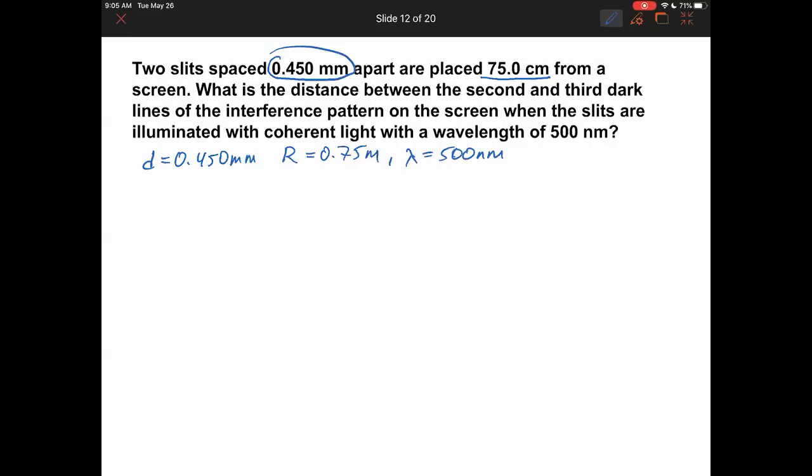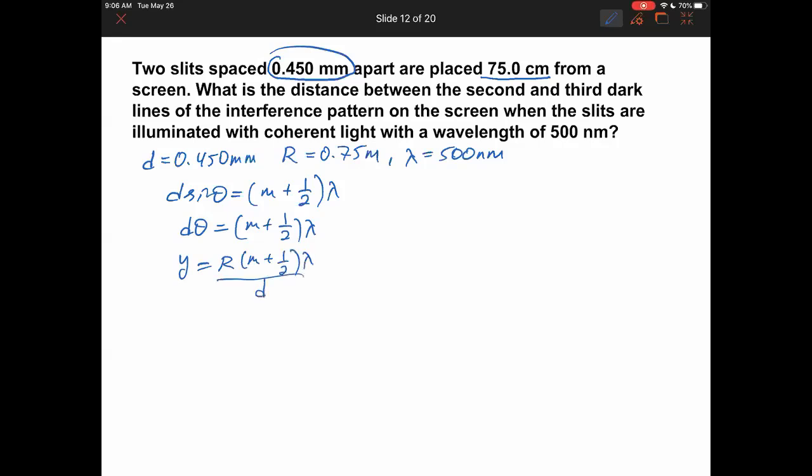All right, so now it's a destructive interference. That means we have to use d sine theta equals m plus 1/2 times lambda, or basically, as we said, d times theta can be written as m plus 1/2 times lambda. And we also have y equals r times m plus 1/2 times lambda over d. So those are all related to one another. Remember this y, m.